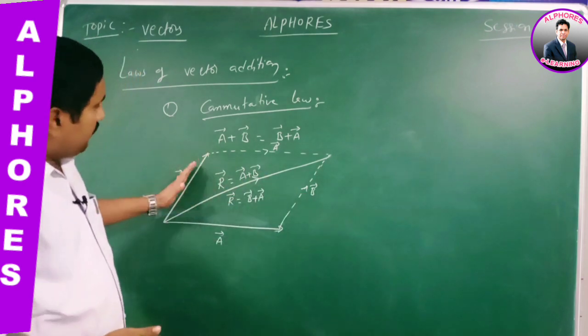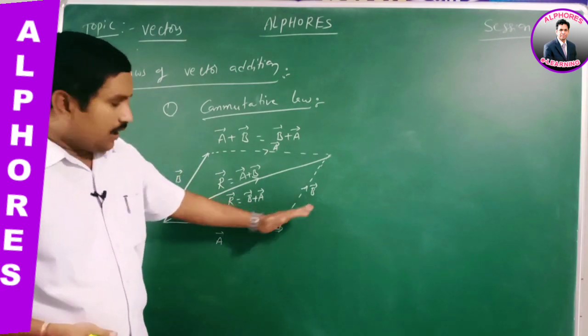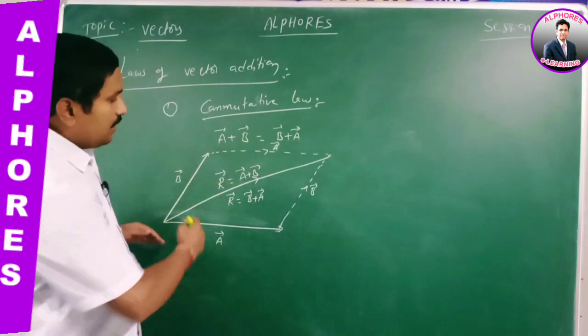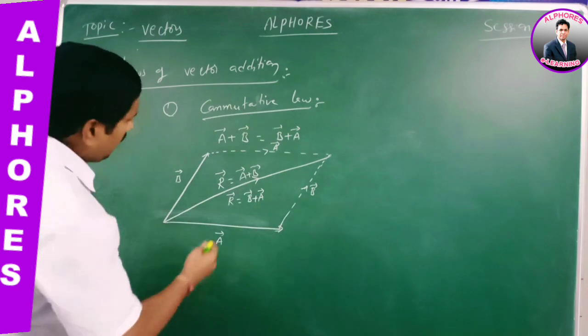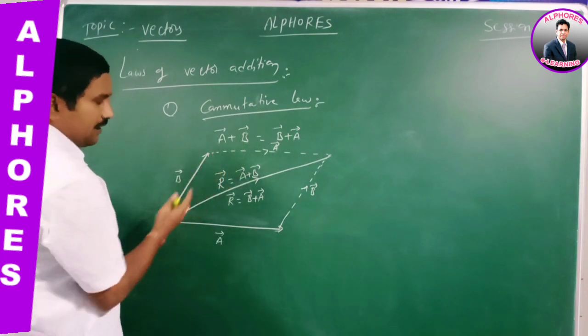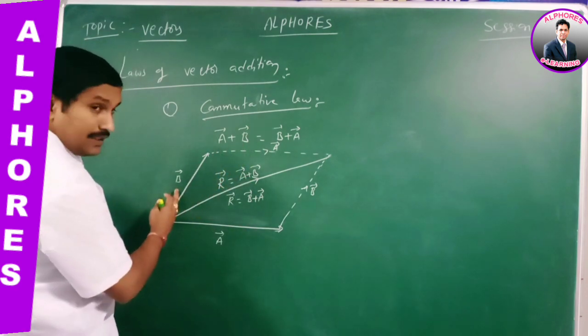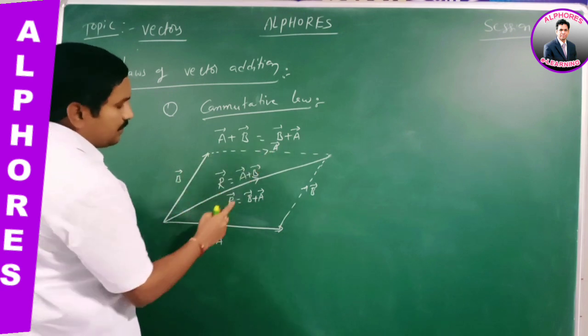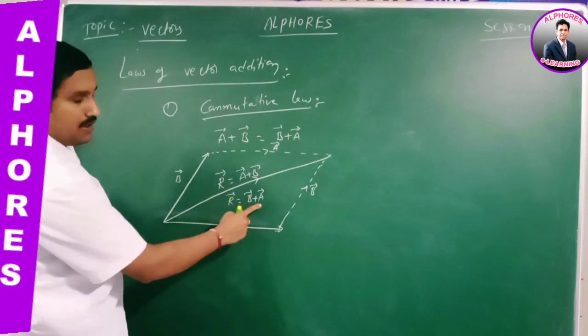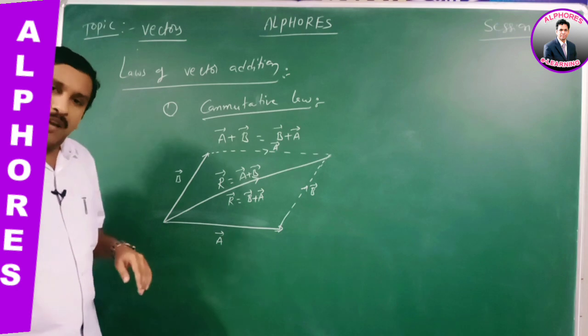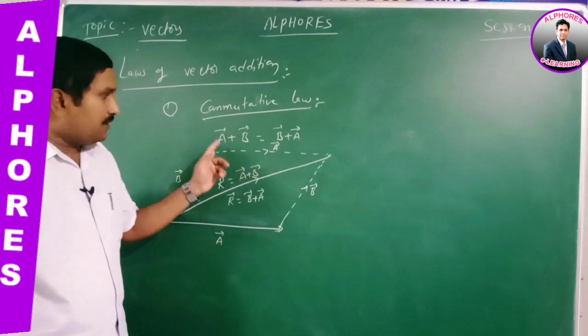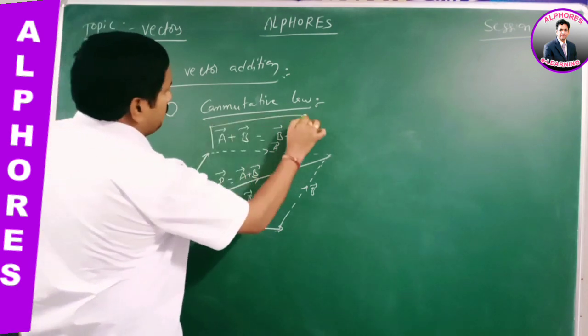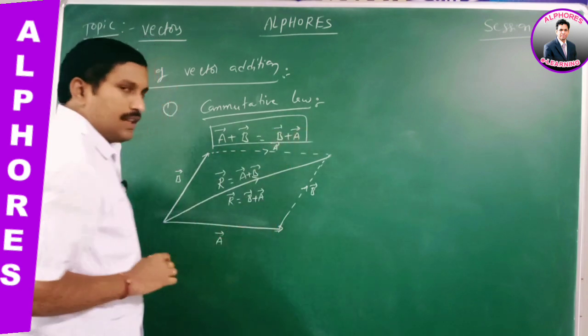Otherwise, sometimes this vector is slid parallelly and this vector is slid parallelly, forming a parallelogram, and in a parallelogram opposite sides are equal. That's why, taking the addition of b bar with a bar, the resultant b bar plus a bar has the same magnitude as well as the same direction. That means it is proved by the geometrical method.